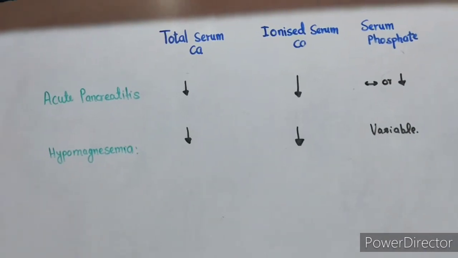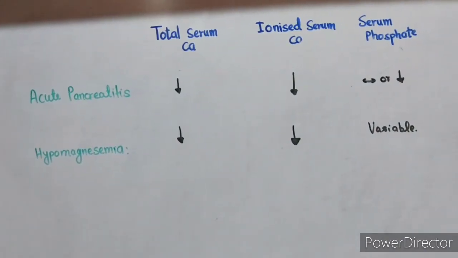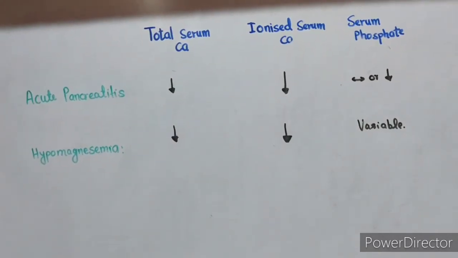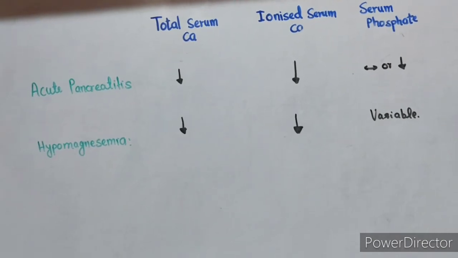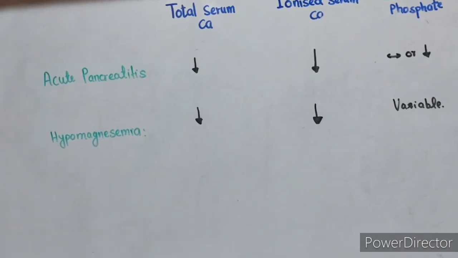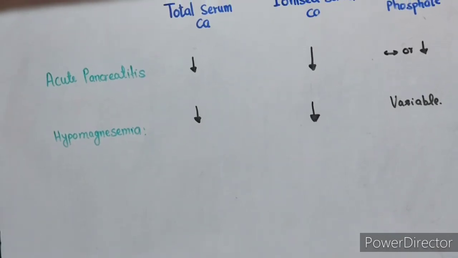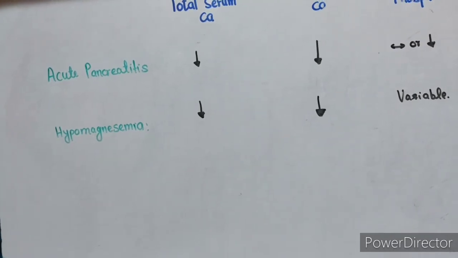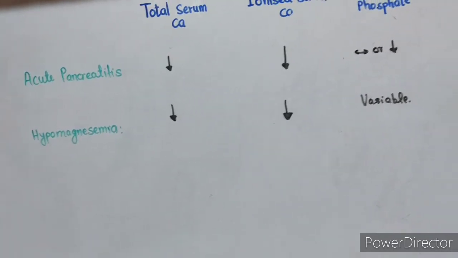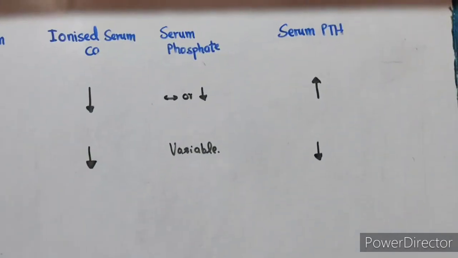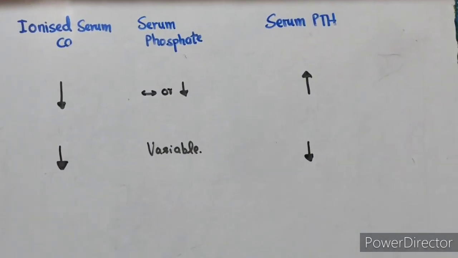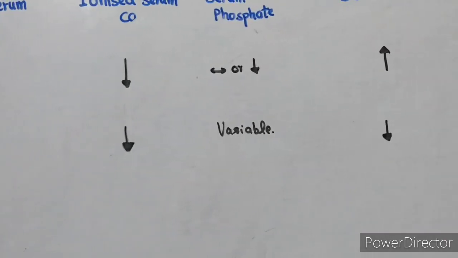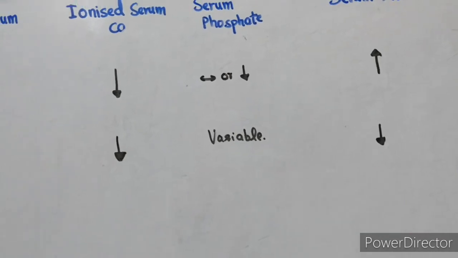Magnesium ion is an important ion which is required for the secretion of parathyroid hormone by the parathyroid gland, as well as for the action of parathyroid hormone on bone and kidney. If there is magnesium depletion in blood, then parathyroid hormone secretion will decrease from the gland, as well as actions of parathyroid hormone on bone and kidney will decrease. Because of this reason, first, serum parathyroid hormone will decrease. Because of decreased parathyroid hormone, serum calcium will decrease, and serum phosphate is variable. It can be normal or it can be increased.